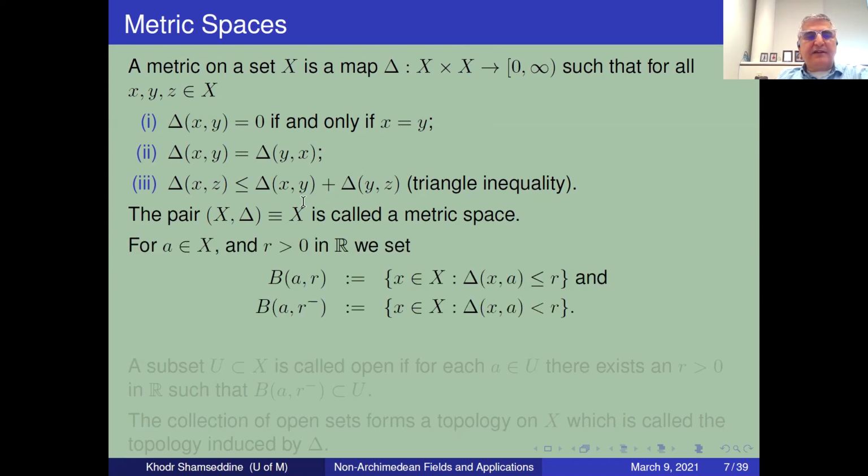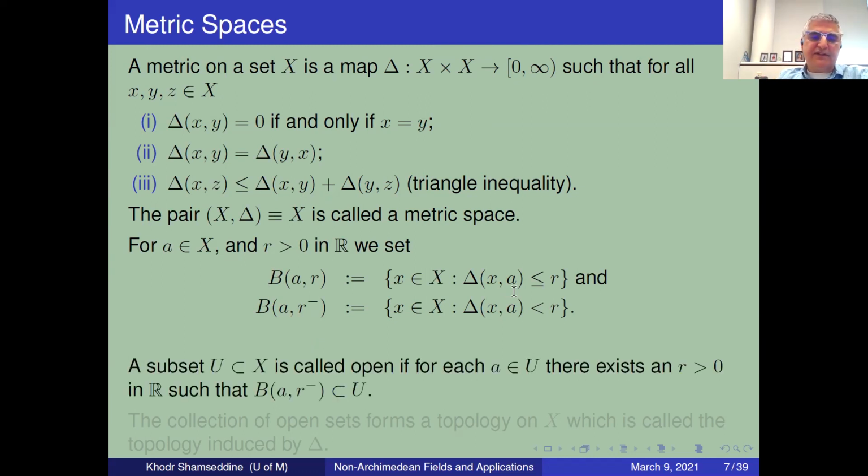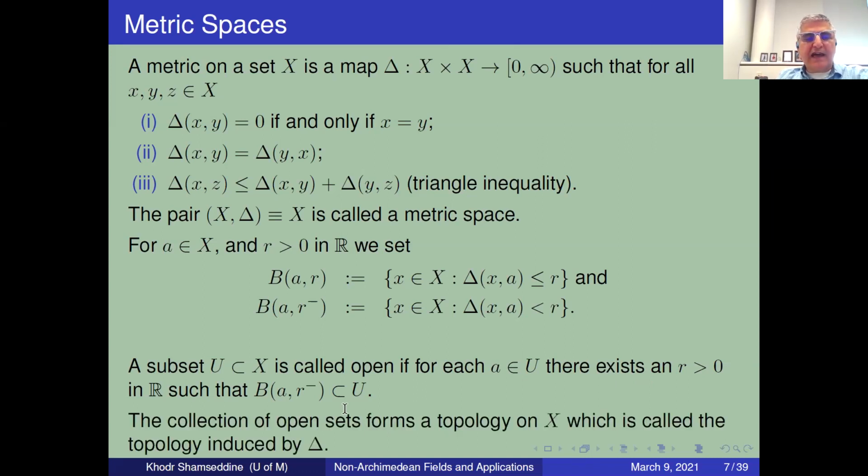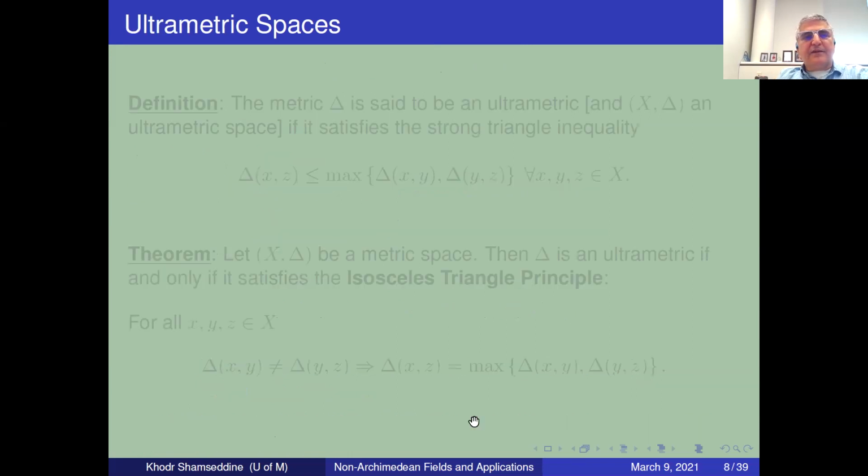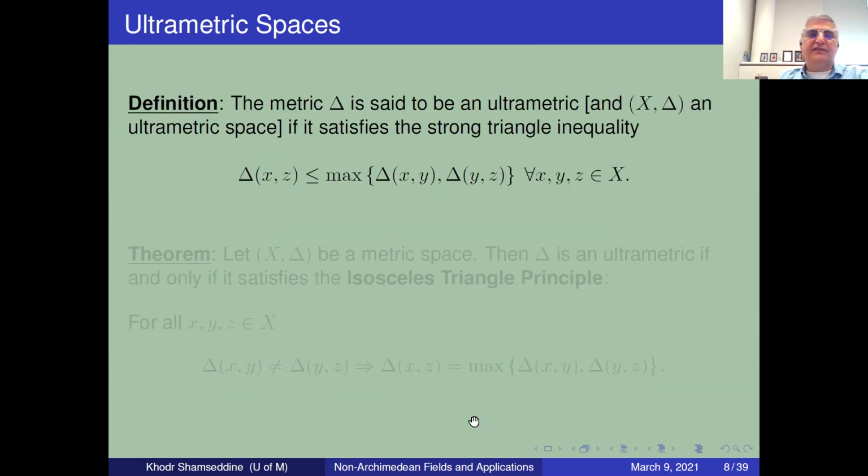As in Euclidean spaces, given a point a in X and a positive real number r, we can define the closed and open balls centered at a of radius r as follows. And we can use that to define what we mean by an open set: a set U in which for every point, we can find an open ball around that point contained in U. The collection of all open sets defines a topology on X, which is called the topology induced by delta. The metric is called an ultrametric, and the space an ultrametric space, if the metric satisfies a strong triangle inequality.